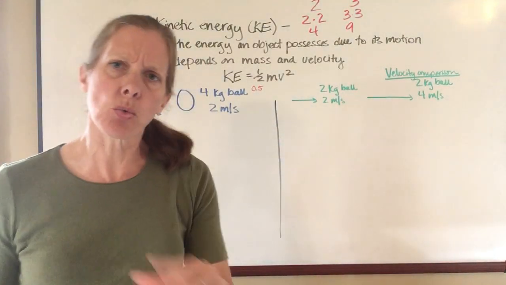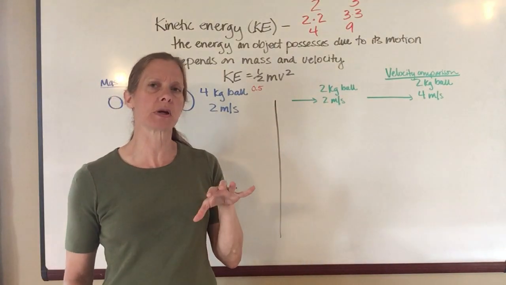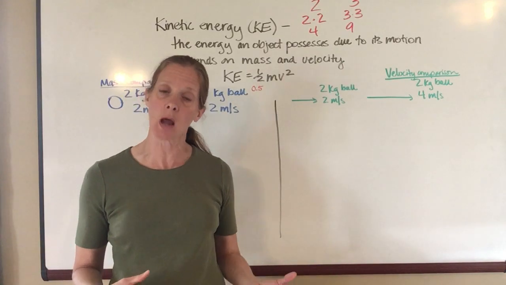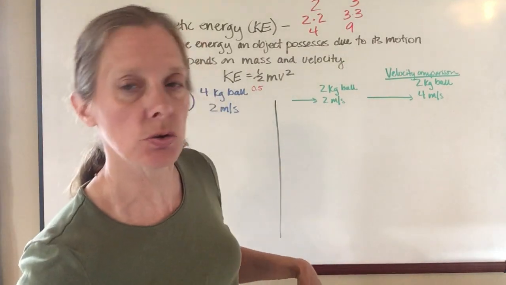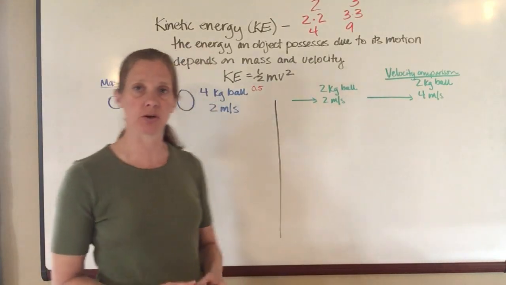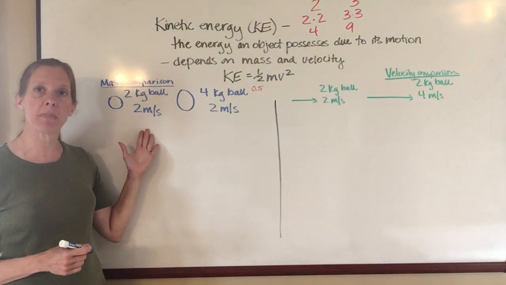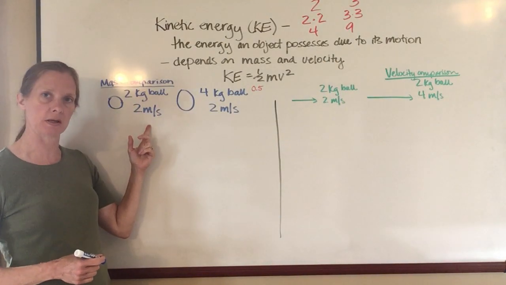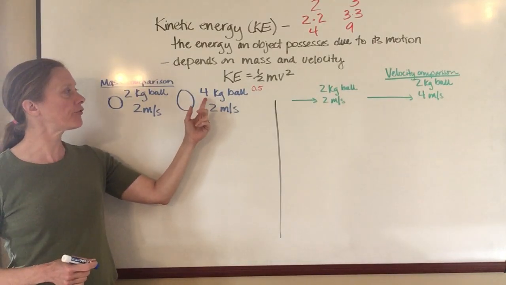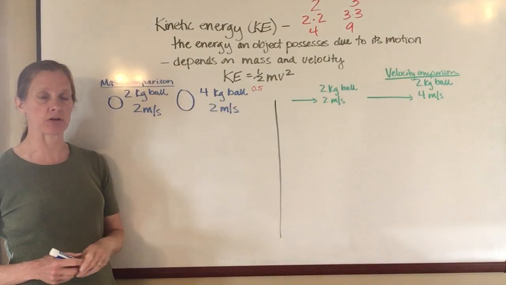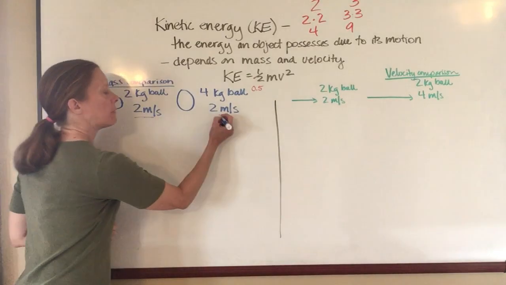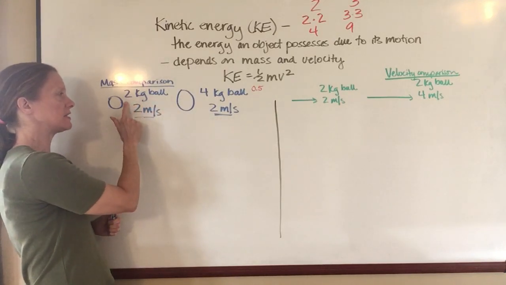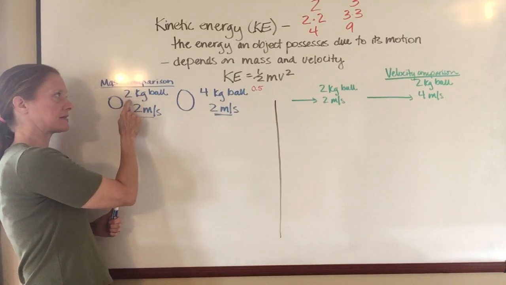All right, so which one is going to play a bigger role in an object's kinetic energy? Is it going to be its mass or is it going to be its velocity? Well, let's do a couple of comparisons here and see if we can figure that out. Let's check with the mass first. Let's say that I have a 2-kilogram ball that's moving at 2 meters per second. And let's compare that with a 4-kilogram ball that's also moving at 2 meters per second. You can see that my velocities are the same in both cases, but the difference between these two is that this ball has twice the mass that this one does.